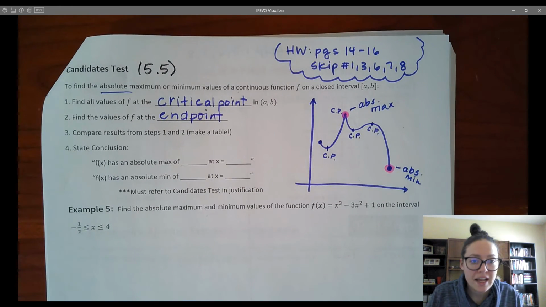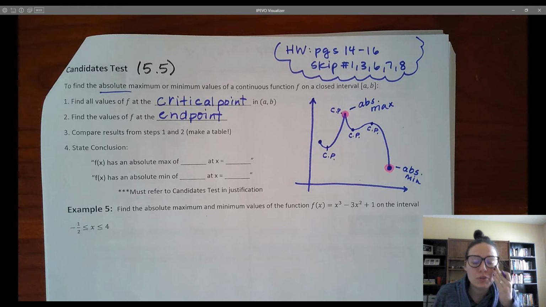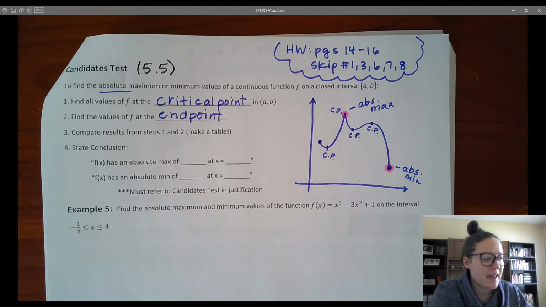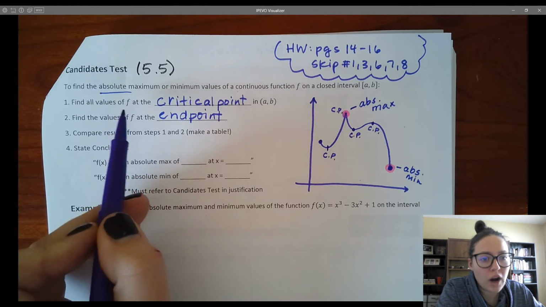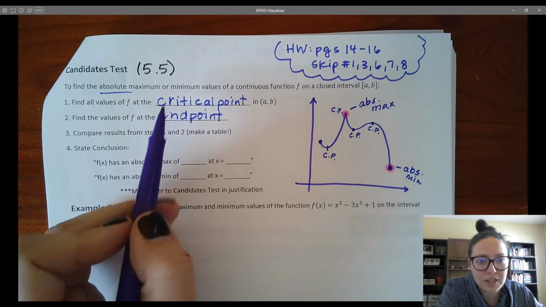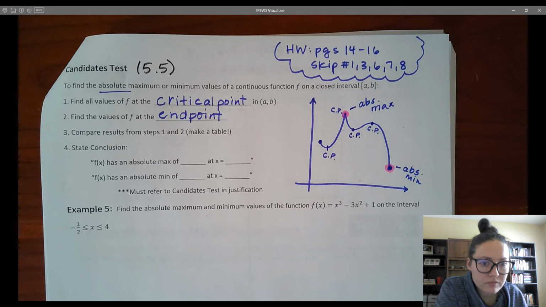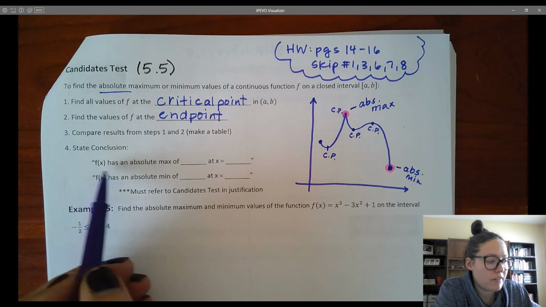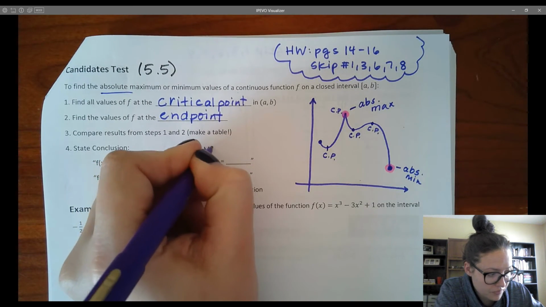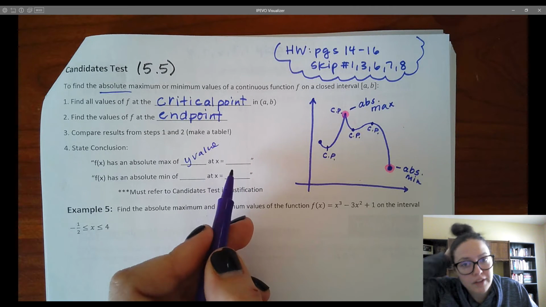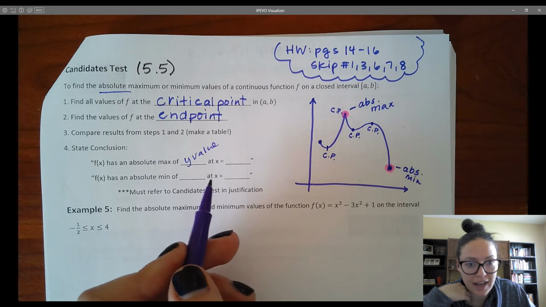So when you are asked to find the absolute maximum or minimum values, you need to find all the critical points. And remember, when you're looking for the value, you actually have to find the y values. So you're going to find where these x values occur, and then we're going to go ahead and plug them into the function. So this is how you would say it. F of x has an absolute max of whatever the y value is at x equals whatever it is. F of x has an absolute min of whatever the y value is at x equals wherever it is.